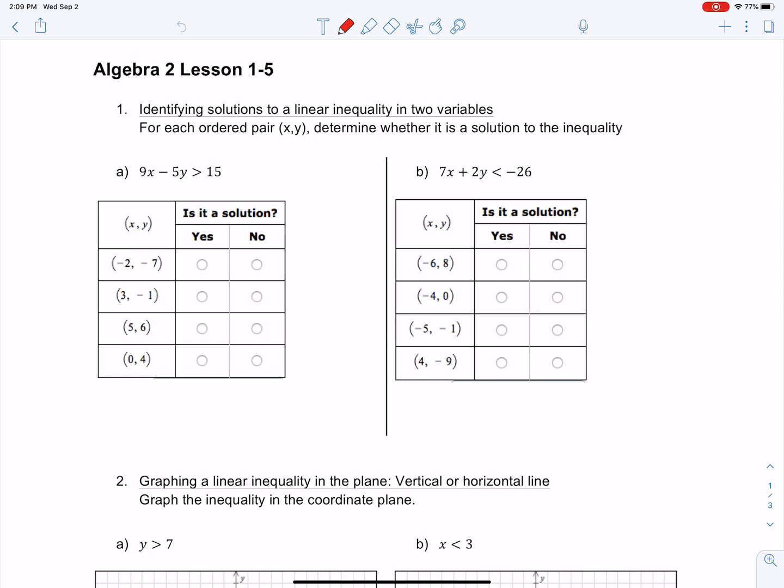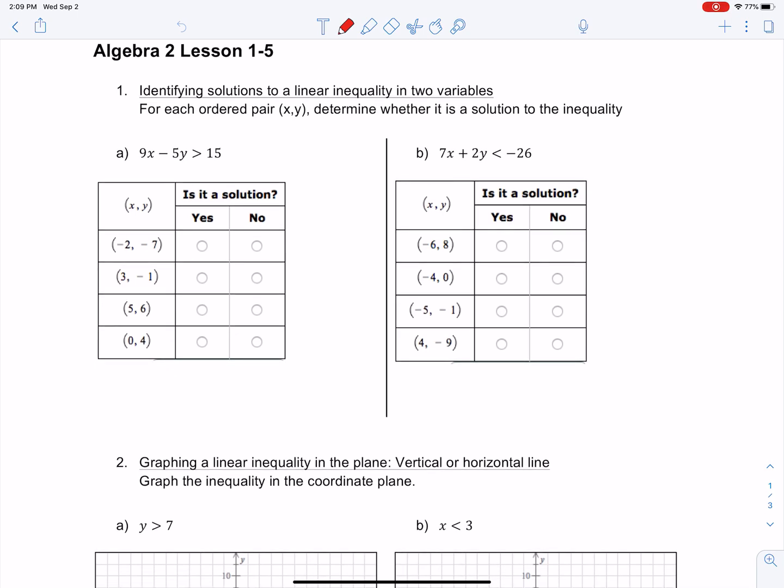So we kind of saw this, I believe, in 1-4 or 1-3, but all we're going to do is take these points here. This is a point, this is a point, point, and point. What we want to do is plug our x in for x and our y in for y, and find out if the solution is true. I believe we have done one of these examples before, but let's go ahead and try this.